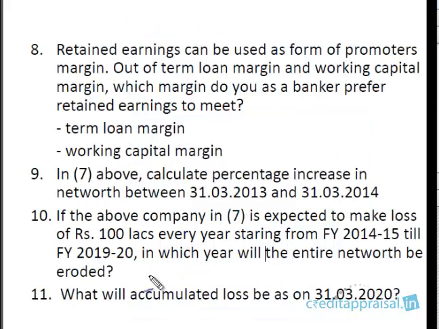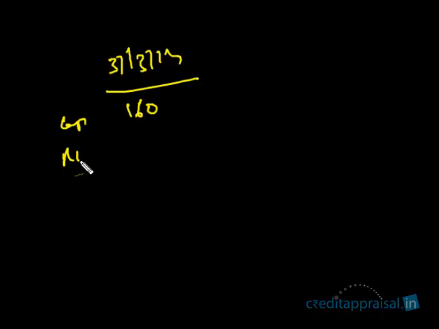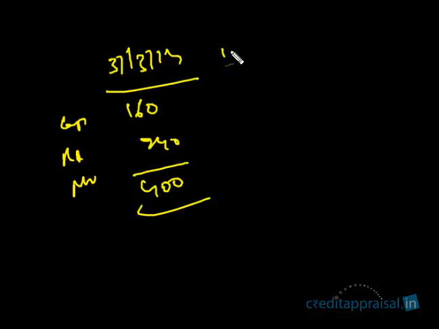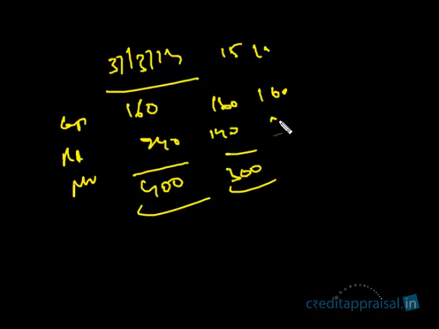So next question, what will be the accumulated loss as on 31/3/2020? This we already calculated just now. So 31/3/2014, you had a net worth of, this is capital 160, reserves and surplus 240. So net worth was 400, right? Then in next year 15, net worth has come down to 300, right? Because this reserves is 140, this is 160. Next year 16, this is 160, 40. You have 200. Next in 17, you had an intangible asset 160.